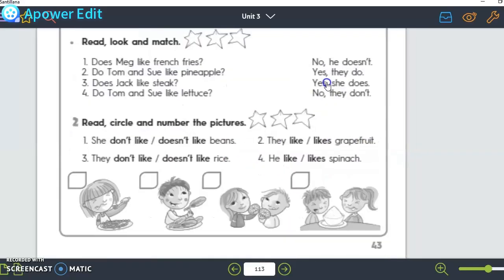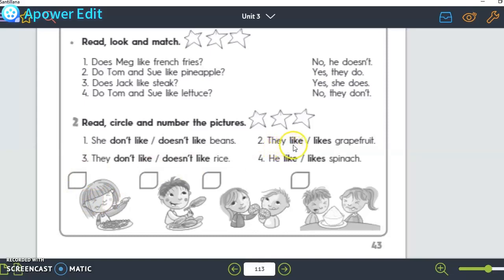Read and circle and number the pictures. She don't like or she doesn't like beans. She doesn't like beans is the correct way to say a ella no le gustan los frijoles. She doesn't like beans. Circle the words doesn't like. And this is number one. Number two.